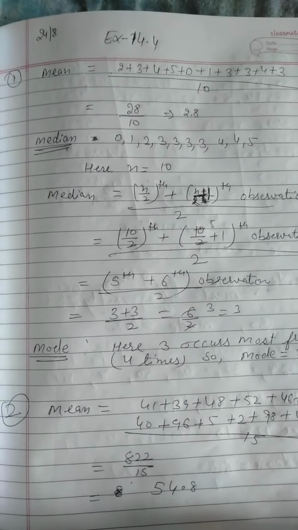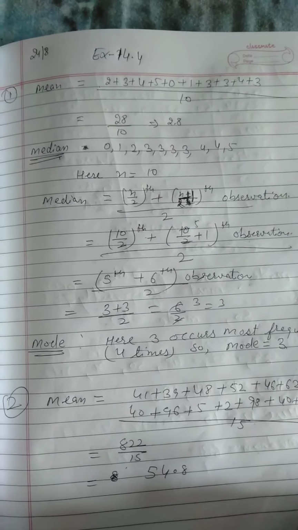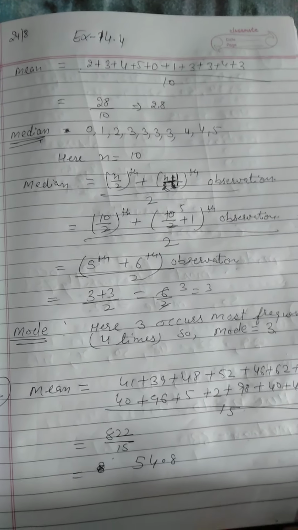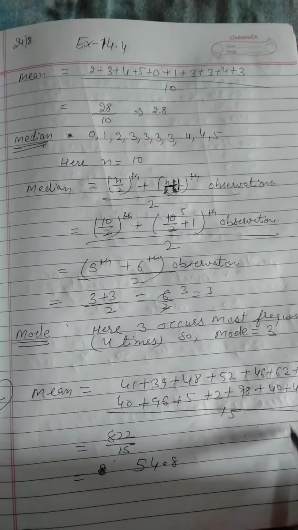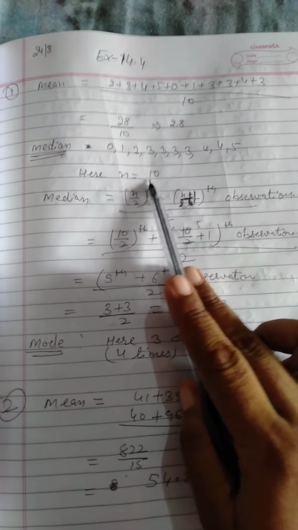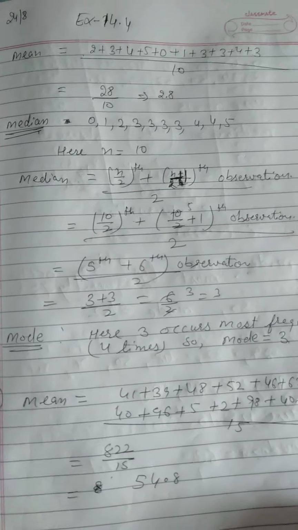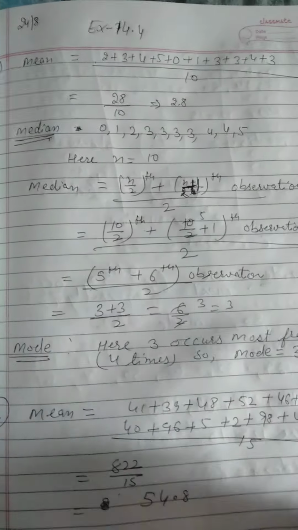Hello everyone, today we are going to start exercise 14.4. In that you have to find the mean, median and mode. The previous method we have done with the number of observations when given in odd numbers, but here we have been given even numbers.